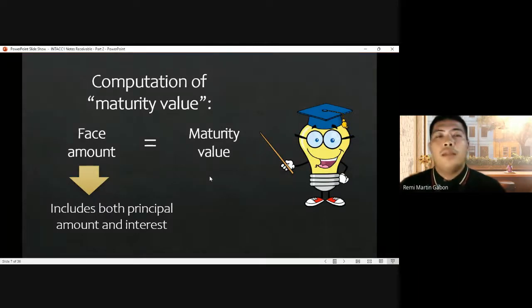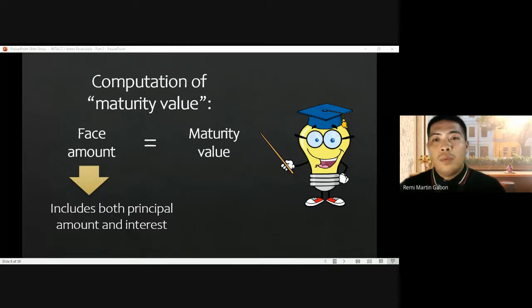So for the computation of the maturity value, if it is interest bearing, we refer to it as the principal amount plus the total interest. But for non-interest bearing notes receivable, since the interest is already embedded in the amount appearing on the face of the promissory note, meaning if we go back to the example promissory note, the 1 million already includes both the principal and the interest.